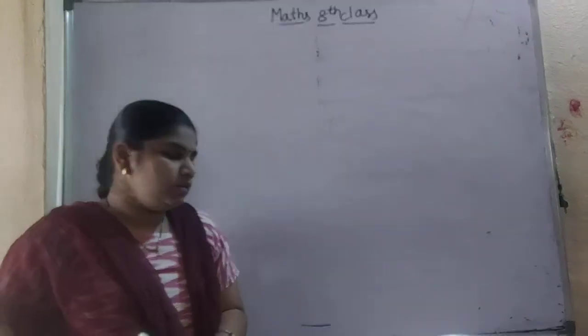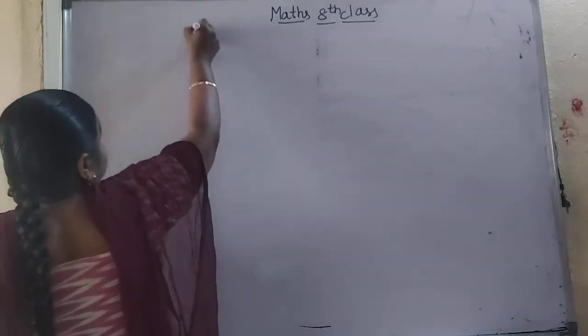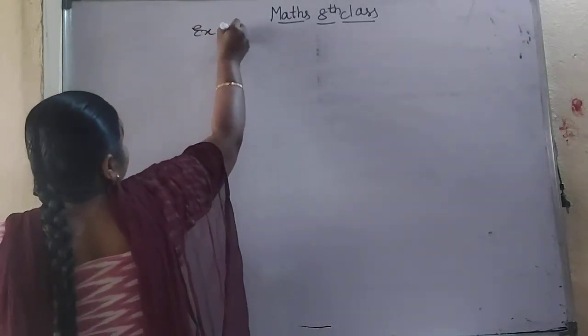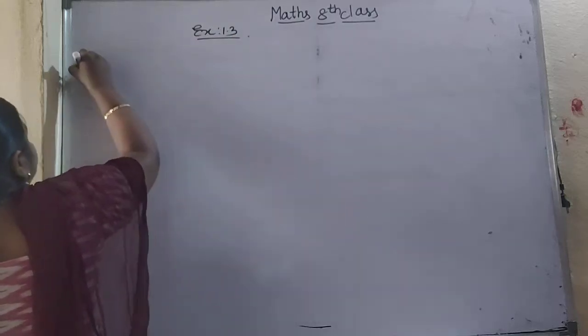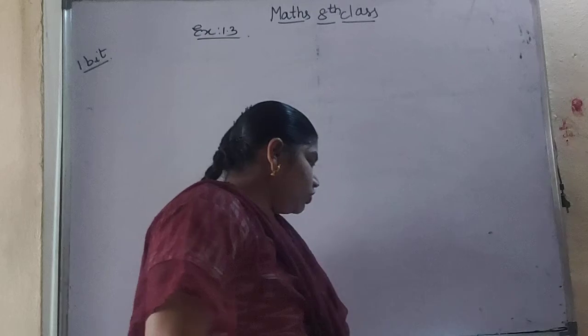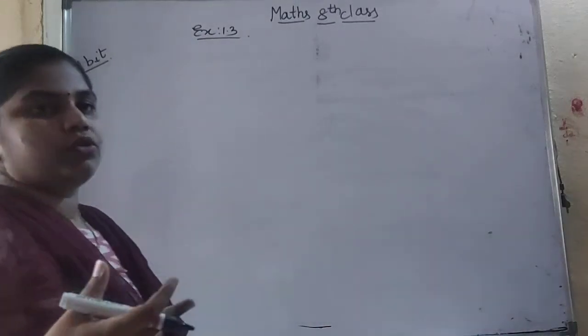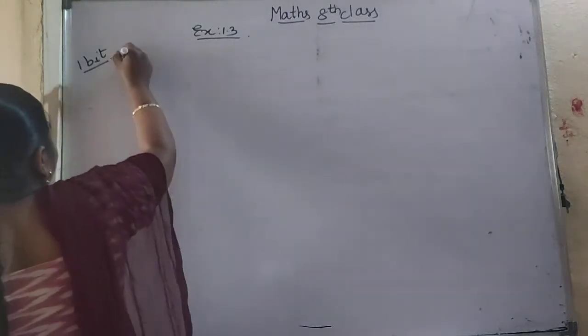Good morning everyone. Today we are going to start our exercise 1.3. In the first bit, express each of the following decimals in p by q form. They have given a decimal number, and we have to convert it into p by q form.